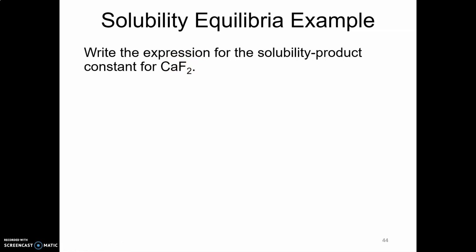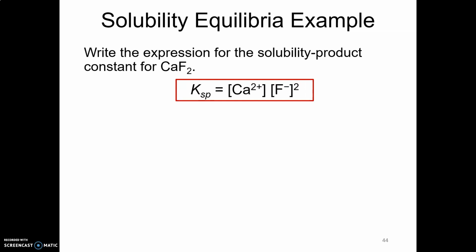But here's the deal. How many fluoride ions do you have? That 2 means you have 2 of them, so that has to be written in your K expression. KSP is equal to the concentration of the calcium 2+ ion times the concentration of the fluoride 1- ion, but we have to square the concentration of the fluoride ion because there are 2 of them.